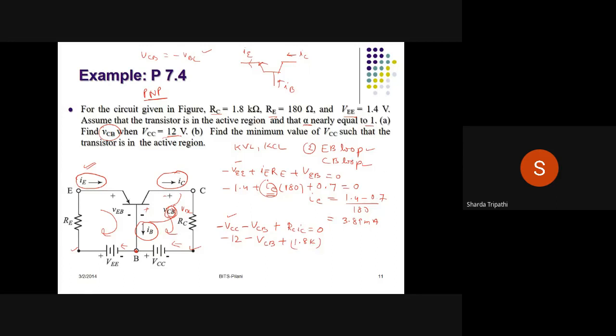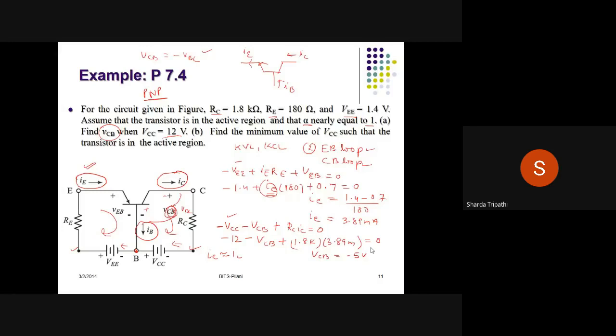IC is not given in the question, but I have just found IE. And I know that if the transistor is in the active region and it's connected in a common base configuration, then IC would be same as IE. So I substitute this 8.39 milliamperes over here, and this is equal to 0. If you solve this equation, you will get VCB is equal to minus 5 volts.